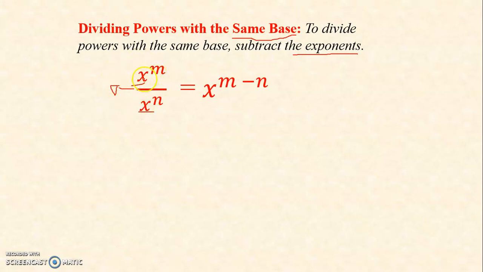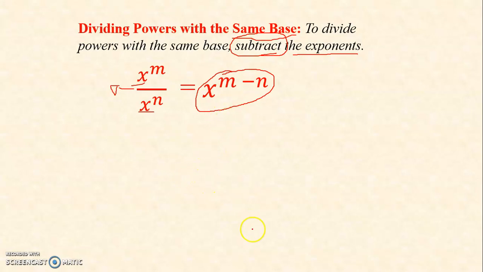They have the same base, and the operation between them is division. Always remember that if the operation is division, you just subtract the exponents. So you copy the base, which is x, and then subtract the exponents. You have m minus n. Okay? So that is the rule. If they have the same base, you just subtract the exponents.